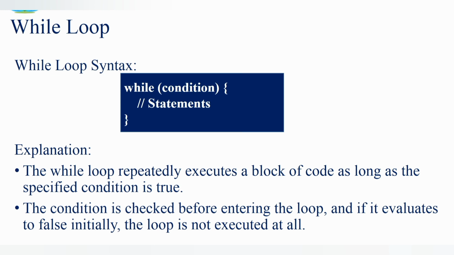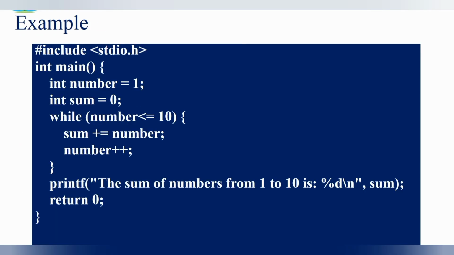While loop. A while loop repeatedly executes a block of code as long as a specific condition is true. The condition is checked before entering the loop, and if it evaluates to false initially, the loop is not executed at all. Here is the syntax for while loop. First we have to use the while keyword, which is followed by the condition. Then within the loop we have to give the code to be executed.